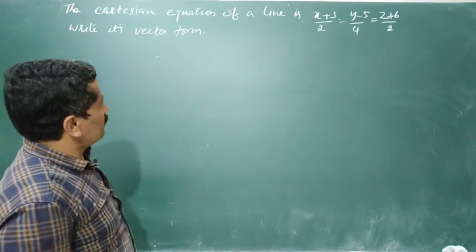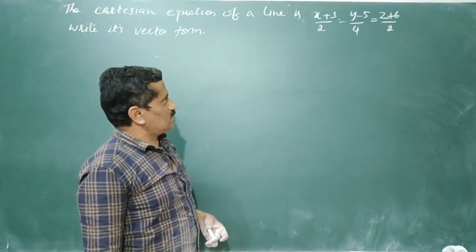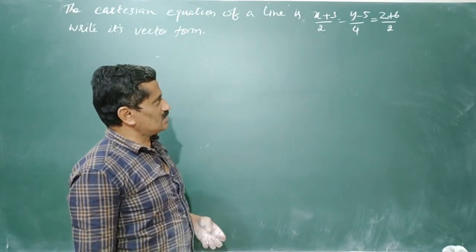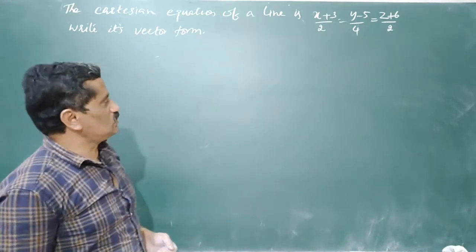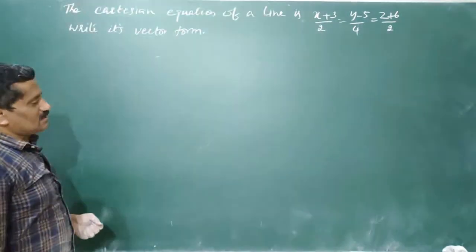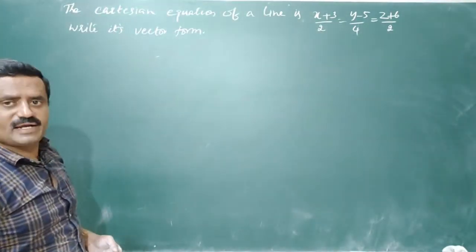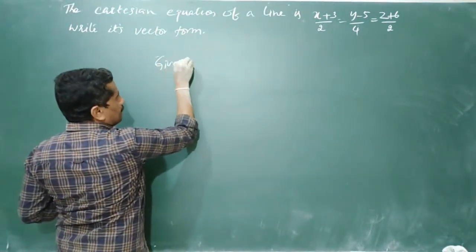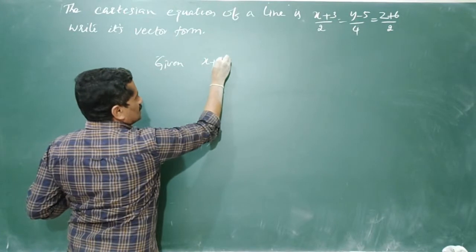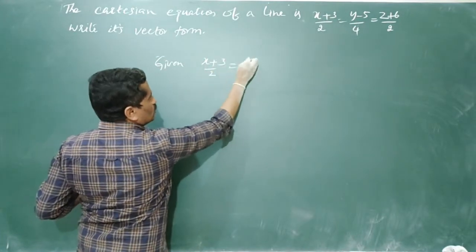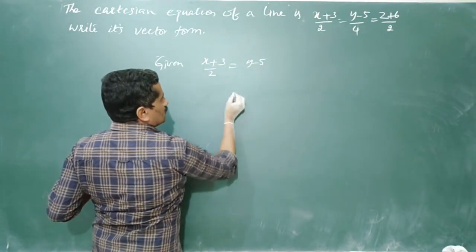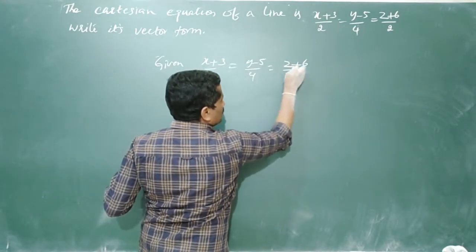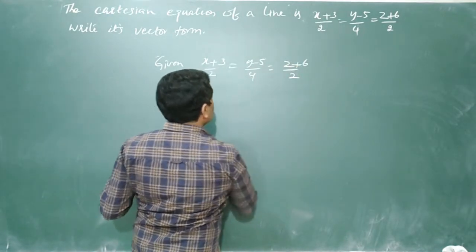The Cartesian equation of a line is (x plus 3) by 2 is equal to (y minus 5) by 4 is equal to (z plus 6) by 2. So find its vector form or write its vector form. So given (x plus 3) by 2 is equal to (y minus 5) by 4 is equal to (z plus 6) by 2. So convert this to standard form.